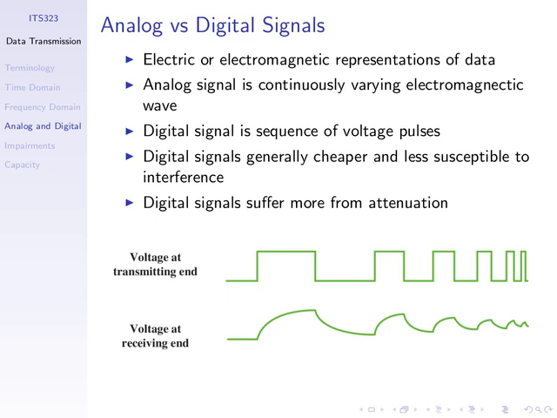If this is the signal transmitted, this may be what is received, that the signal gets weaker over time. That is, we transmit at some power level, and as that signal propagates, at the receiver it's much weaker than what was transmitted. That's attenuation. We're going to cover that a little bit more later, but there are some trade-offs between which signals are best, analog or digital.